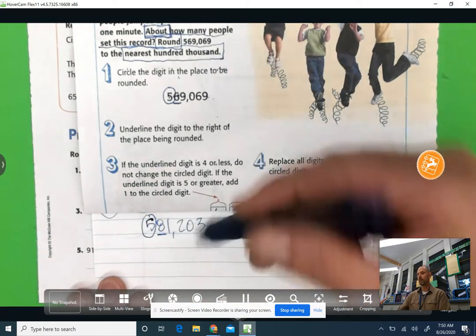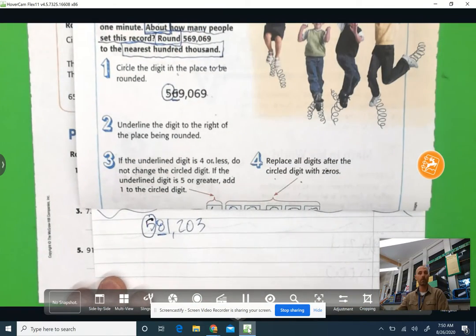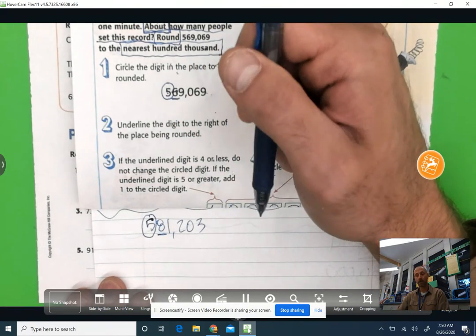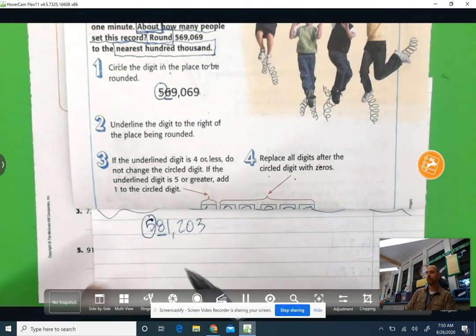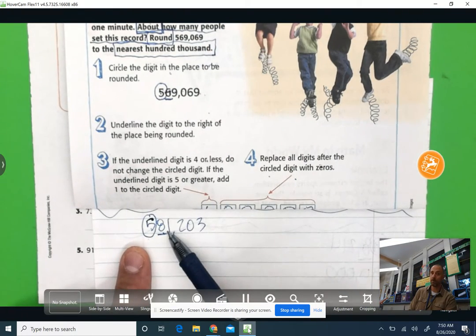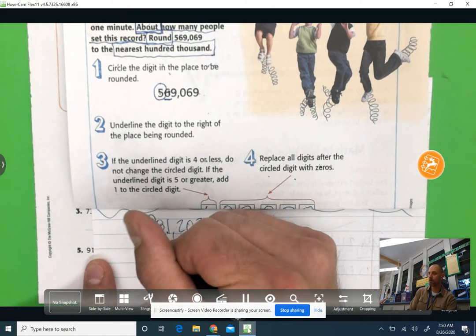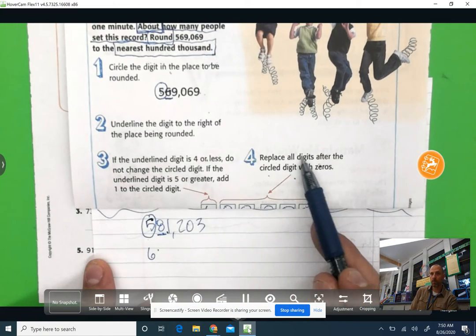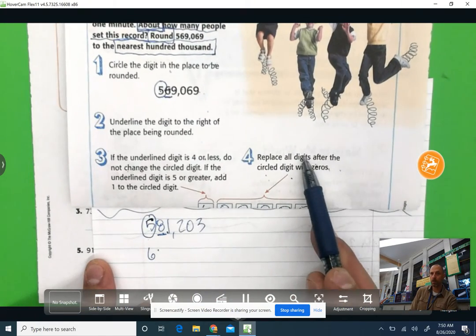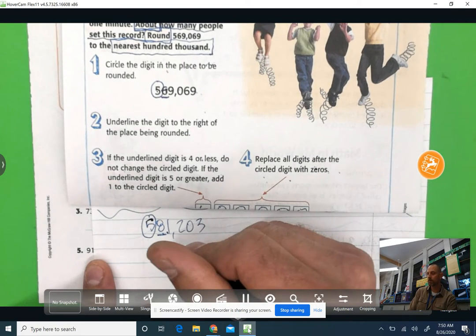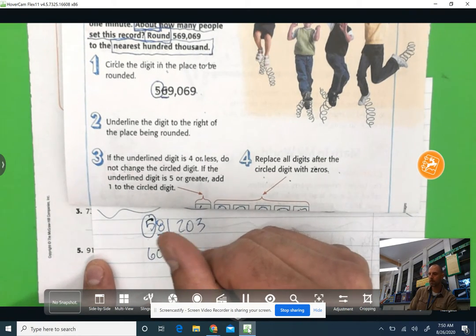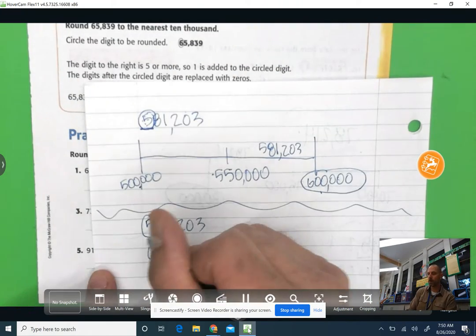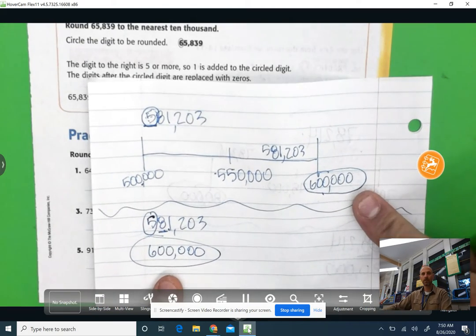It's the 8. 3 says, if the underlined digit is 4 or less, do not change the circled digit. Okay. If it's 5 or greater, add 1 to the digit. So here, 8 is 5 or greater, so you're going to add 1 to our 100,000th place. 6. Everything else, according to number 4, becomes a 0. All digits after the circled digit become zeros. And when you do that, you find that our answer, no matter what our strategy is, is still 600,000.